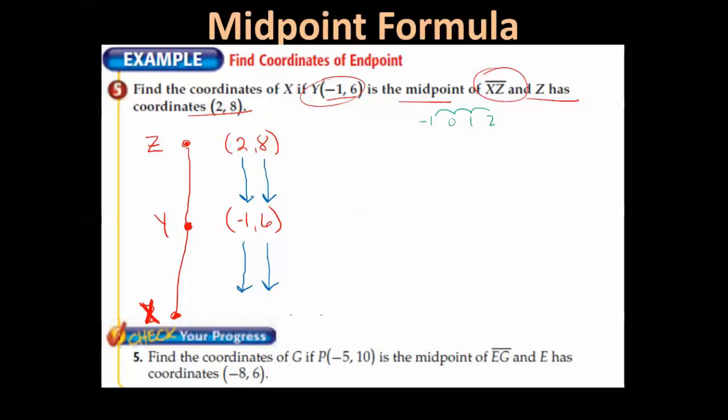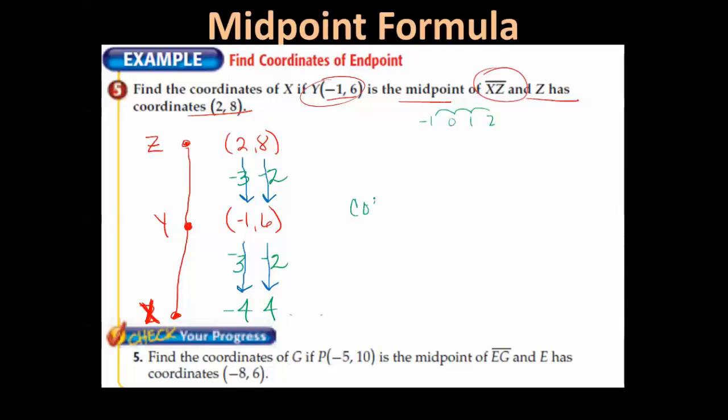It's 3 units. And I would have to subtract 3 from 2 to get -1. What would I have to subtract from 8 to get 6? Well, that would be -2. So I'm going to take those same numbers and add them to my midpoint. So I got -1 plus -3 is giving me -4. 6 minus 2 gives me a +4.